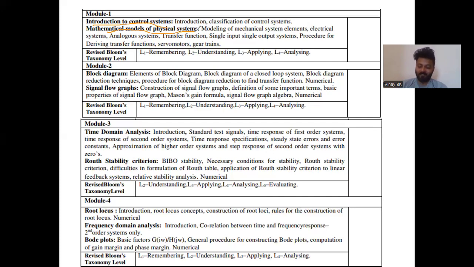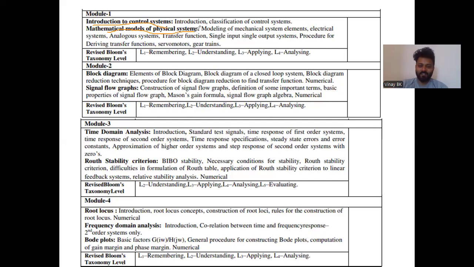We'll get to know whenever the concept comes. It also has electrical systems, analogous systems, transfer functions, single input, single output systems, and the procedure for deriving transfer functions, servo motors, as well as gear trains. Similarly, module 2 is block diagram and signal flow graph.